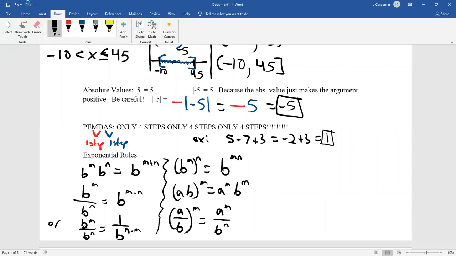The same thing can be said here. If you have x squared to the 5th, that just means you're going to write x squared 5 times: x squared times x squared times x squared times x squared times x squared. You'd be adding all of those 2's, adding 5 of them. 2 plus 2 plus 2 plus 2 plus 2 is 10.